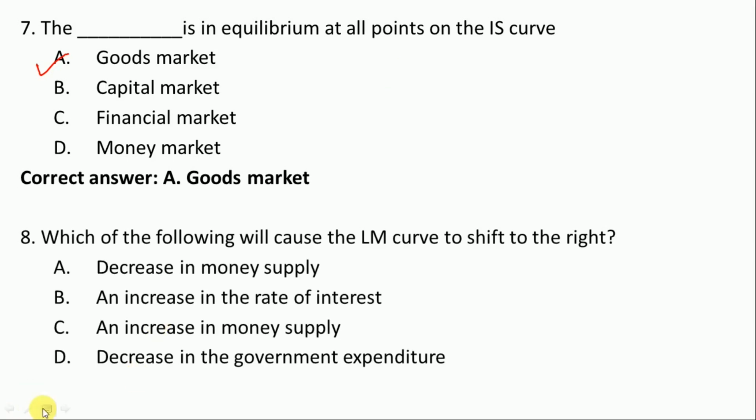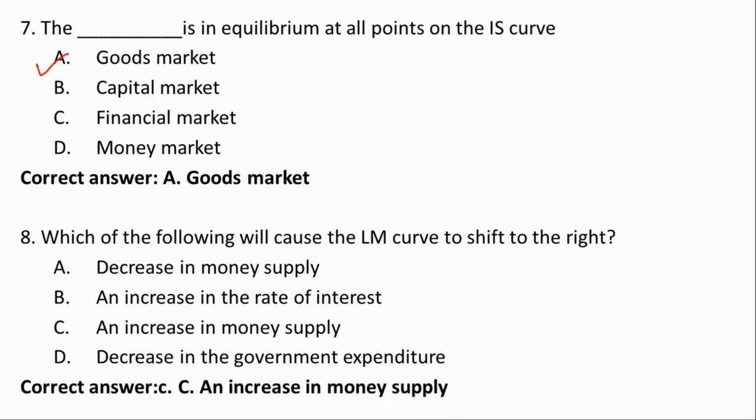Then the eighth question is about which of the following will cause the LM curve to shift to the right side, and the correct answer is C, an increase in the money supply. As a result of that, the rate of interest will decline and the LM curve will shift to the right side.